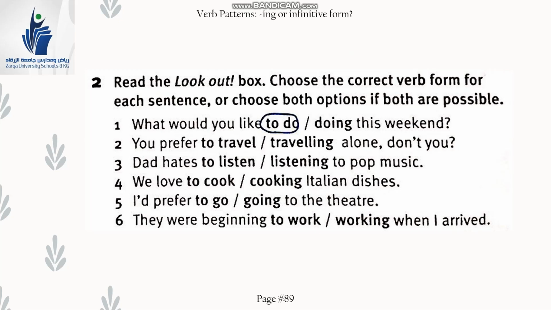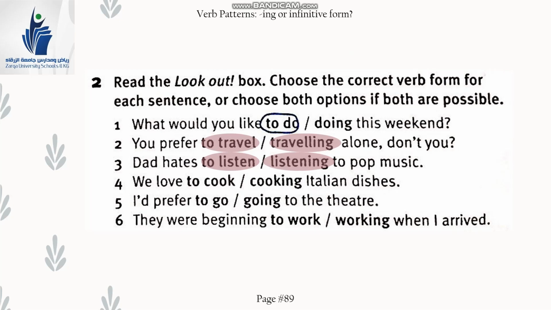بس تطلع على number 2 بيحكي لك you prefer to travel or traveling alone don't you. هسا لما يجي عندنا هون الفعل prefer، بنقدر نستخدم معاه to مع فعل مجرد وبتقدر تستخدم معاه ال ing form. ف both answers are correct. بتقدر تحكي you prefer to travel أو you prefer traveling alone don't you. طلع number 3 dad hates to listen or listening to pop music. This is the same case. هذا نفس الاشي، ما في عنا would، ف both answers are possible. تقدر تحكي dad hates to listen، تقدر تحكي dad hates listening to pop music.